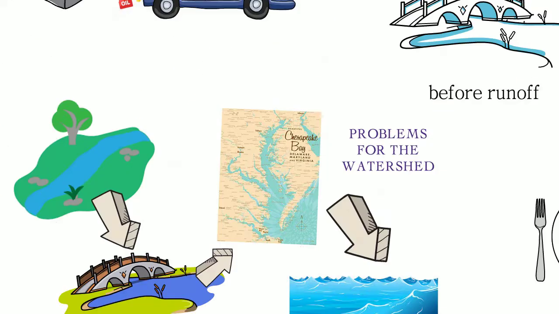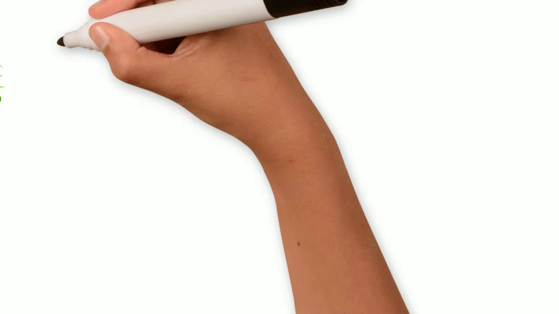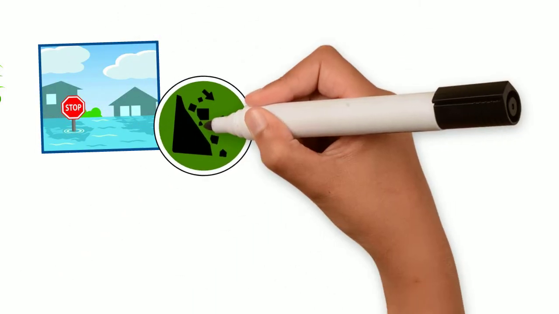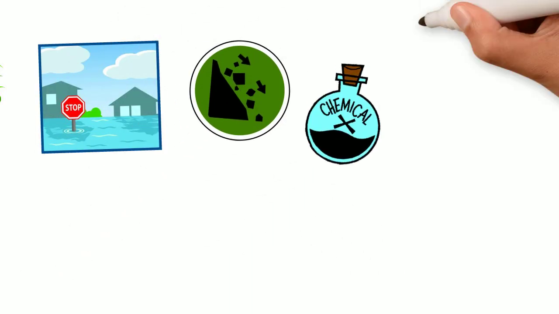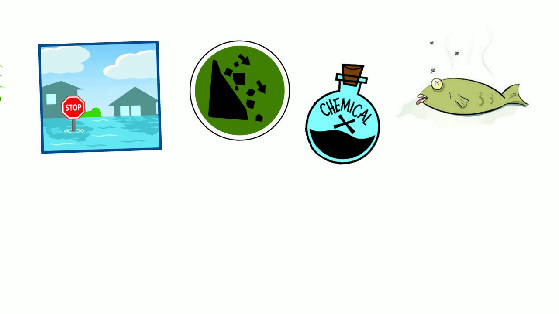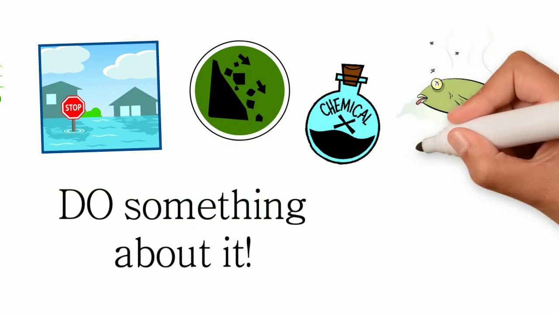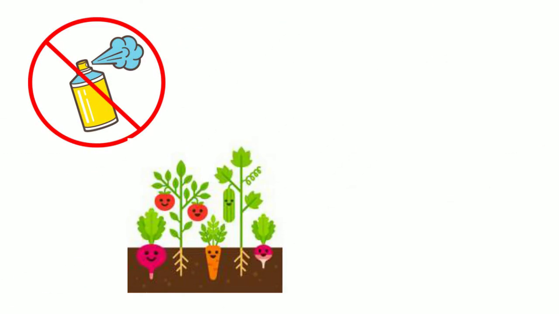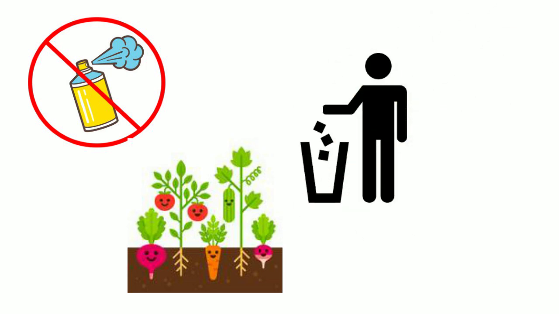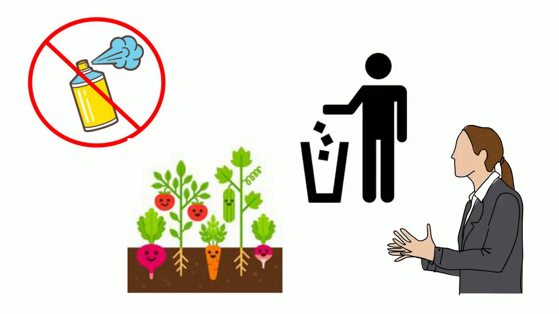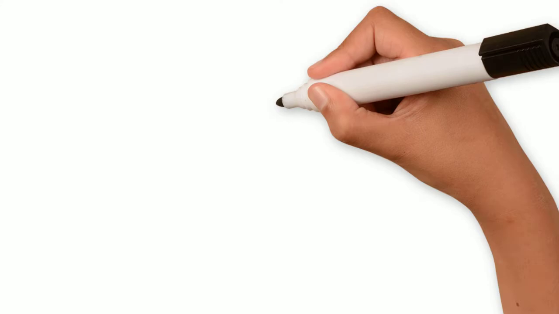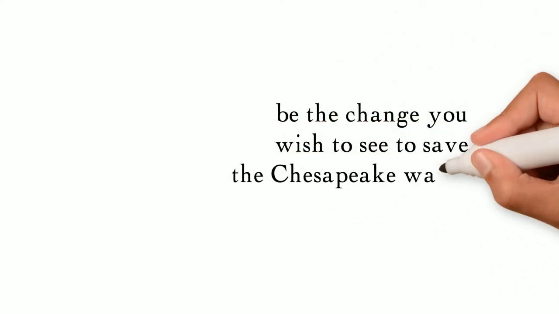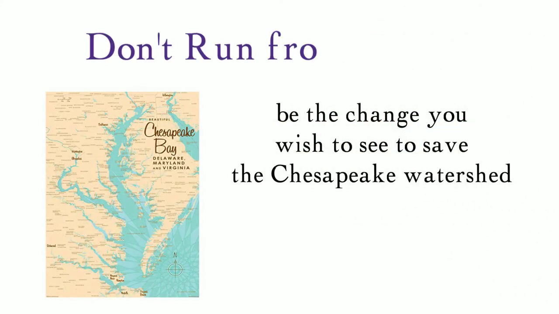So, if you want to prevent runoff, if you want to see less flooding, less erosion, less nutrient pollution, less fish dying, and less of all these other problems, do something about it. You, a regular person, can make a difference. You can avoid putting pesticides on your lawn, plant gardens, pick up trash, and advocate to stop development from taking over your area. To save our watershed from the dangers of runoff, be the change you wish to see. Don't run from runoff.